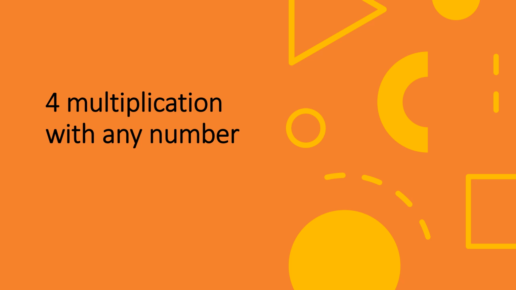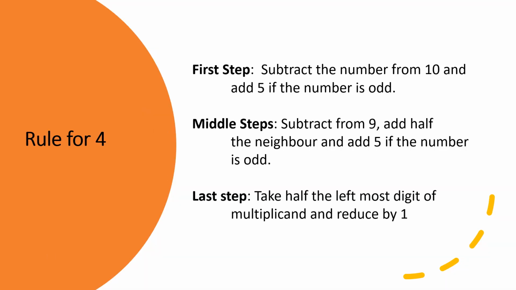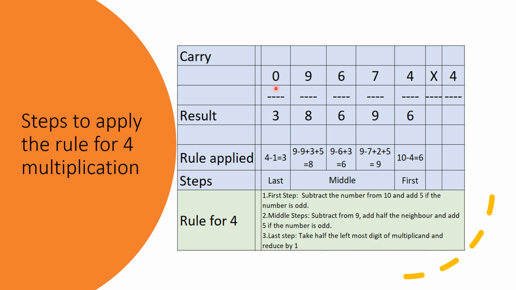Let's see the multiplication for 4 and 3. For 4 and 3, the steps and the rules are more complicated than what we have seen for other numbers. So here, the rule for 4 is: in the first step, subtract the number from 10 and add 5 if the number is odd. In the middle step, subtract from 9 and add half the neighbor, and add 5 if the number is odd. And in the last step, you will have to consider only half the leftmost digit of the multiplicand and reduce it by 1. Let's see an example here for 4.